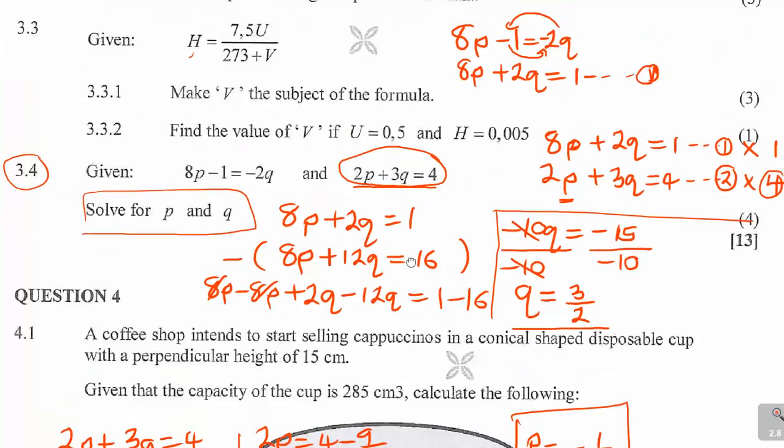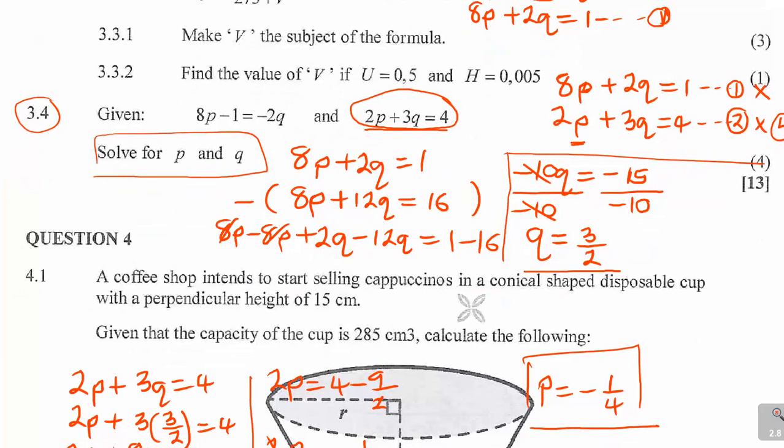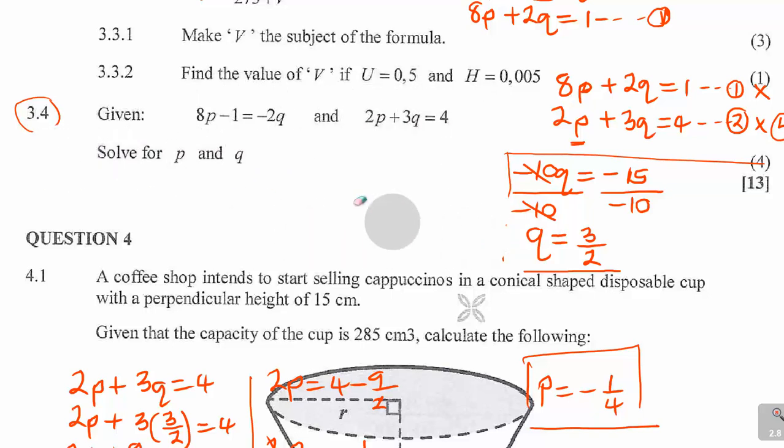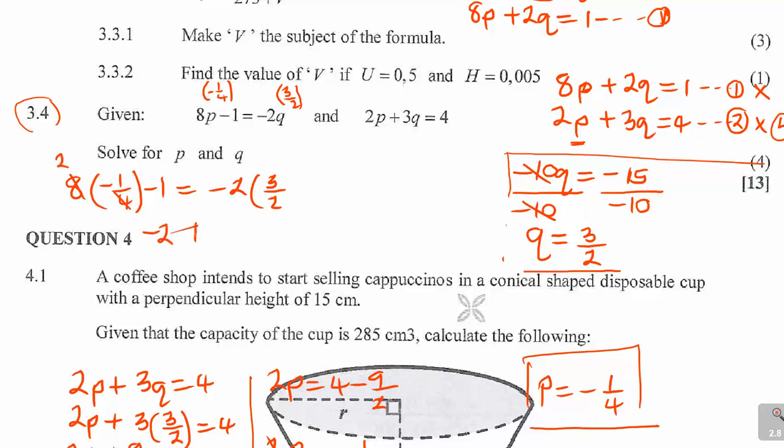So my P here, if I erase some things here, just to test it now, remember where there is a P, I have got minus 1 over 4. Where there is a Q, I have got 3 over 2. So let's test it. So if I say 8 times minus 1 over 4, minus 1 is equal to minus 2, and q is 3 over 2. Now if you multiply that, you get 2 times... So it's minus 2 minus 1. The 2 cancels the 2 to get a negative 3. So minus 2 minus 1 is minus 3, is equal to minus 3.